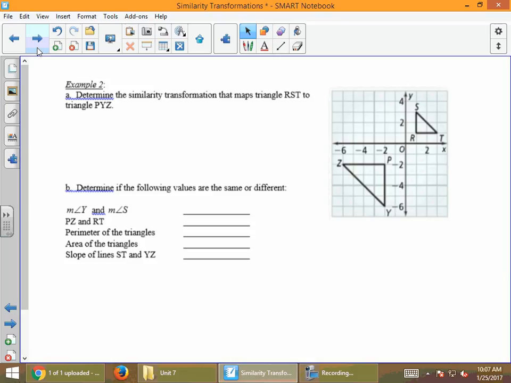Y. S goes with Y. Well, look where they're at. S is up top here, and Y is on the bottom, and then T goes with Z. T's over there, over there.